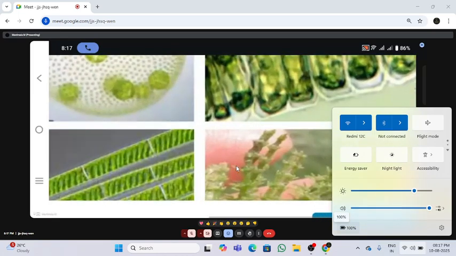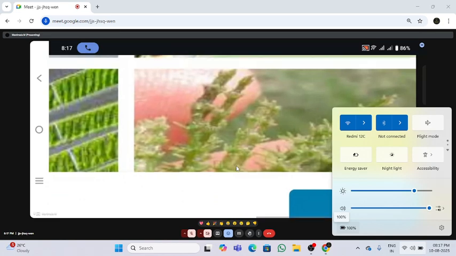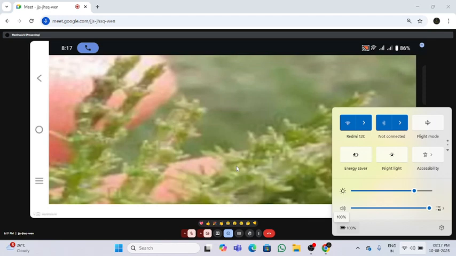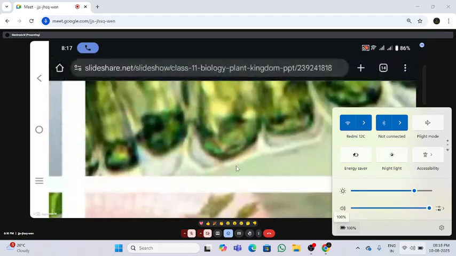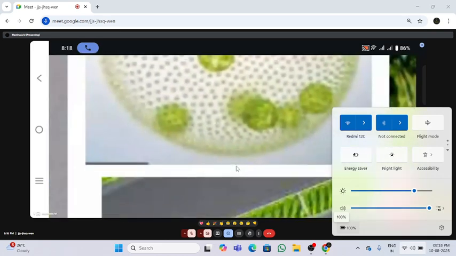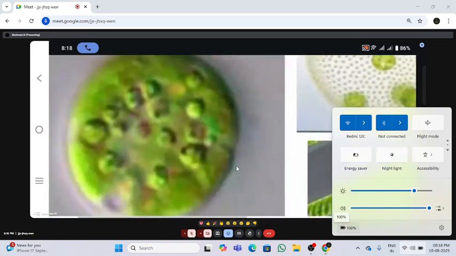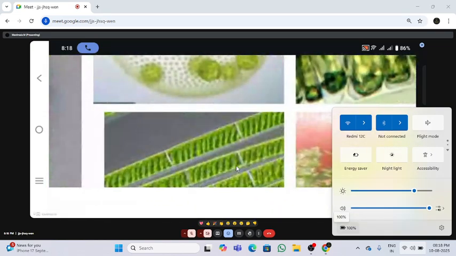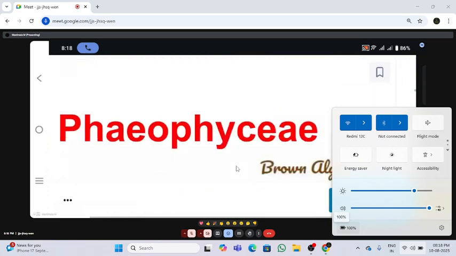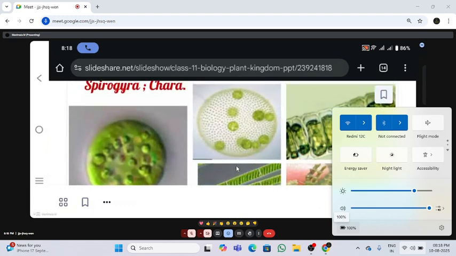And some, as I told, have a massive plant body, like kelps. This is the kelp. And this is Spirogyra, and this is Volvox. This is also a filamentous form of algae. So these are some of the algae of the Chlorophyceae.